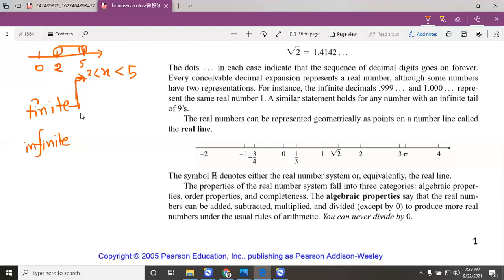So what is an infinite interval? An infinite interval will be like this. So the value of x.